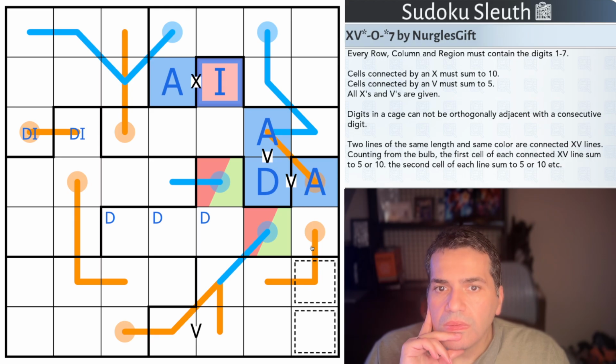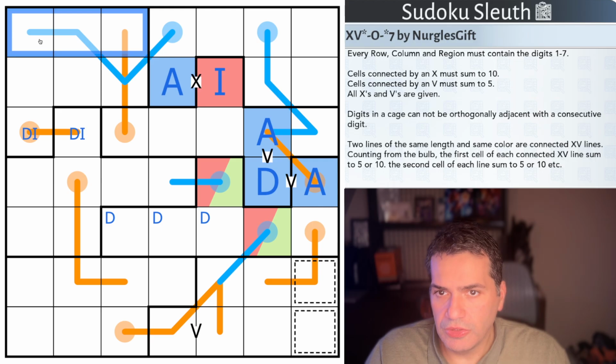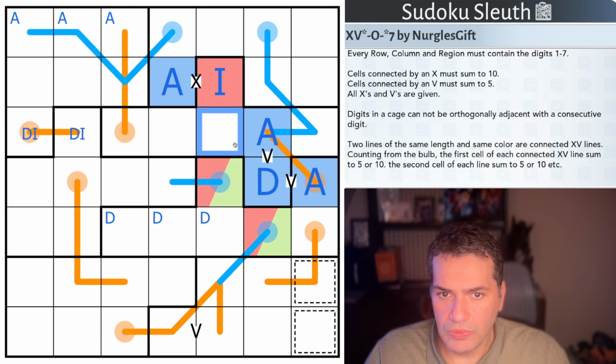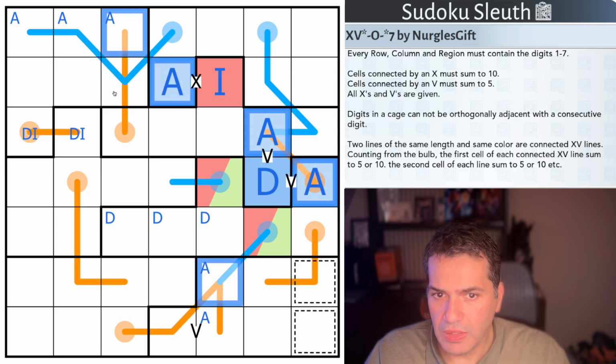Okay. So we've got A in this region. This is not A, so there's an A up here. Figure out where in a second. So we've got 1, 2, 3, 4. There's an A in one of these 2 cells. So that sorts out this region. So that's 1, 2, 3, 4, 5. I need 6 and 7.